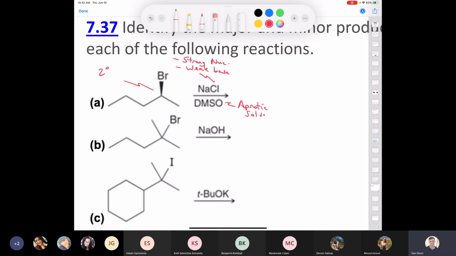I'm just going to ask you guys, instead of me looking at the table all the time, based off of figure 7.20, could anybody tell me which mechanism would predominate here? Or what would be the mechanism? Would it be an SN1, an SN2, an E1, an E2?